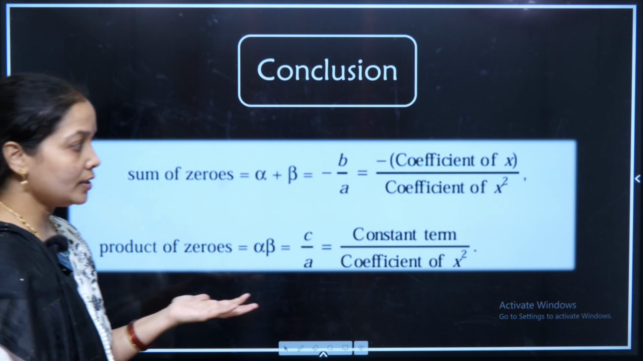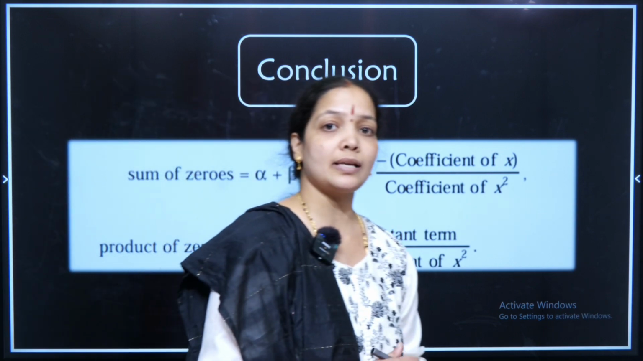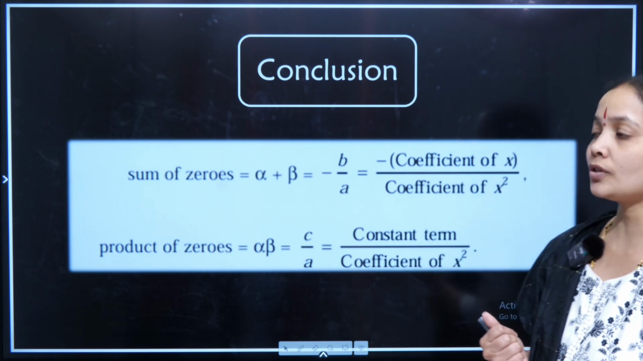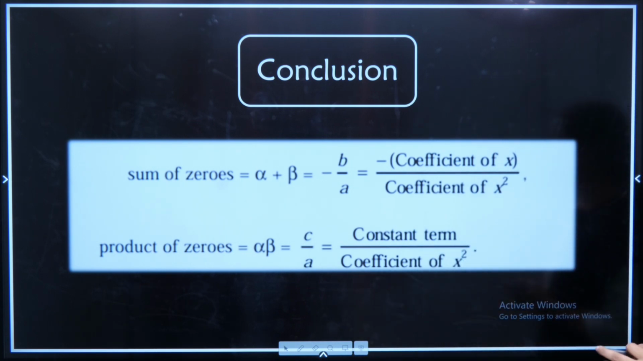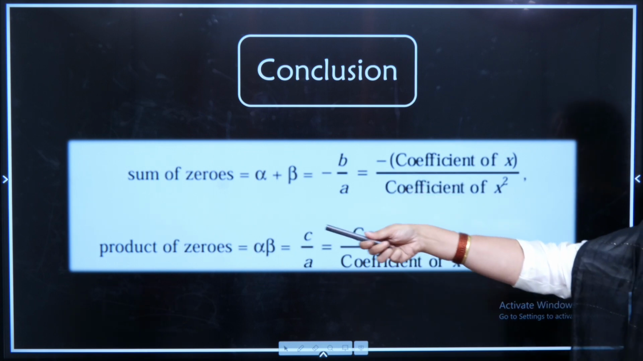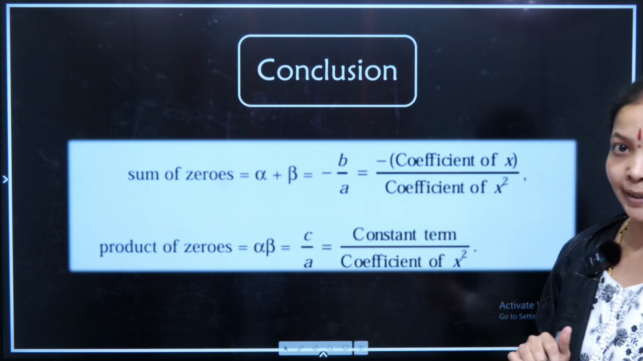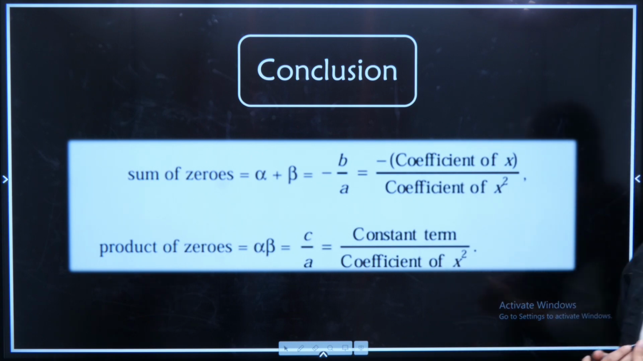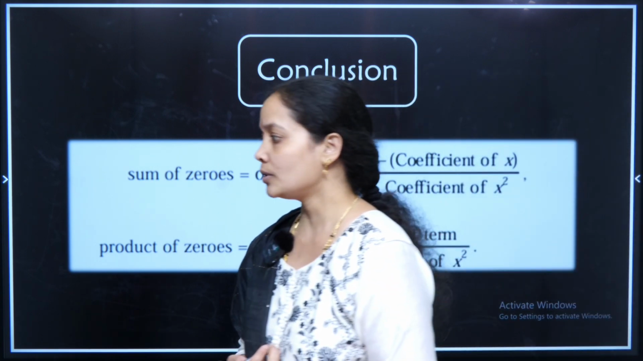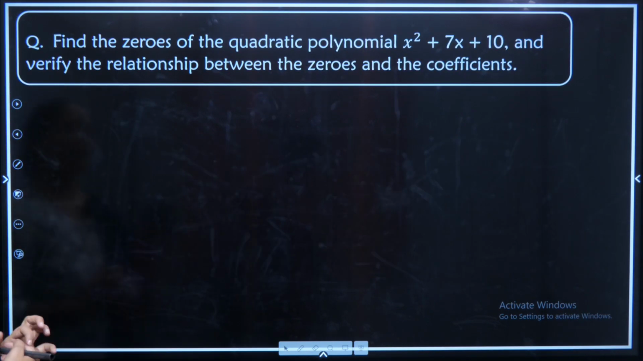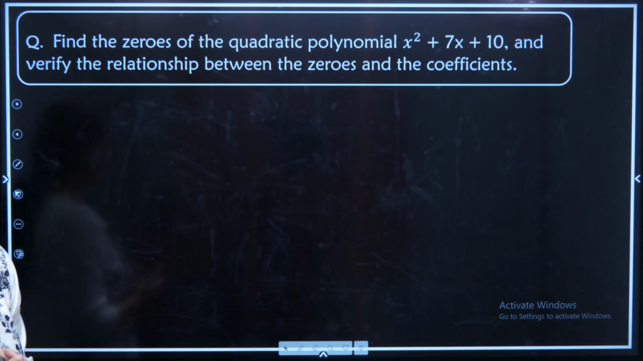Just giving a conclusion about what was alpha plus beta and alpha into beta. Pause the video and make a note of these formulas. Sum of zeros is called alpha plus beta, which is minus b by a, as told to you. Product of roots is called alpha into beta, represented by c by a. Pause the video, make a note of it, or just take a screenshot so that you can add it to your formula section. Then we have a question based on the same.